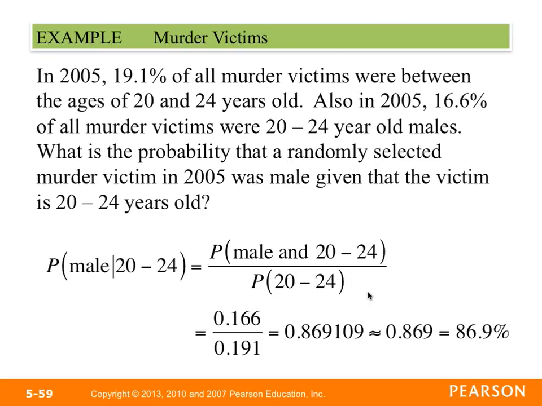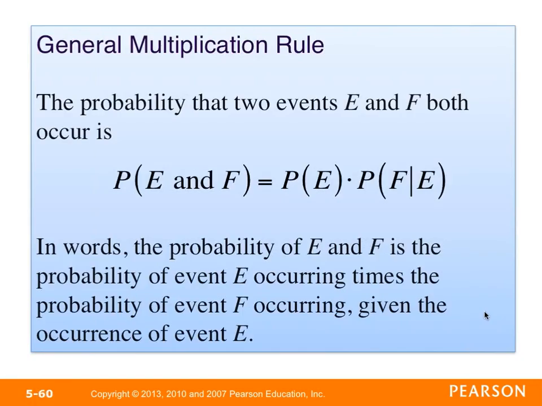Okay, so if you've calculated that, you should get the 0.166 and divide it by the 0.191, and you get 0.869 or 86.9%. So that means that the probability that a randomly selected murder victim was male, given that they were 20 to 24, is almost 87%. Okay, now we have this general multiplication rule here.